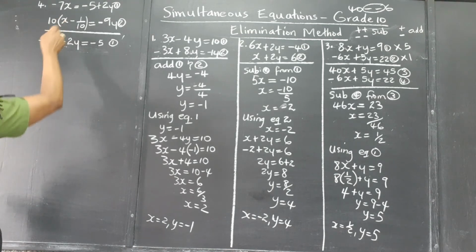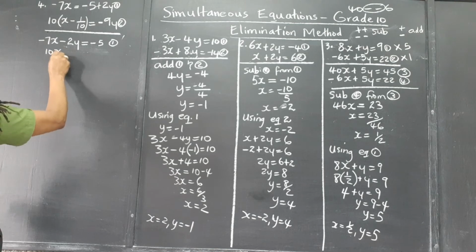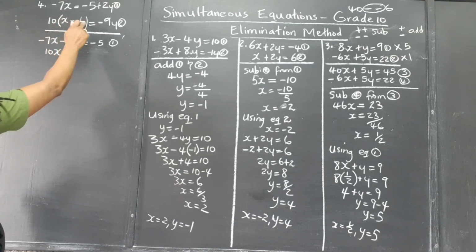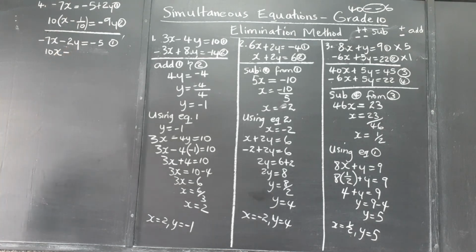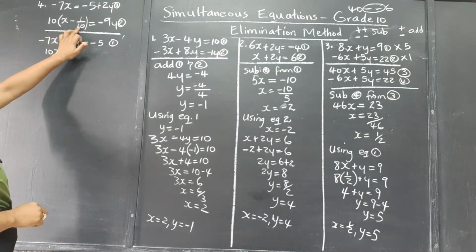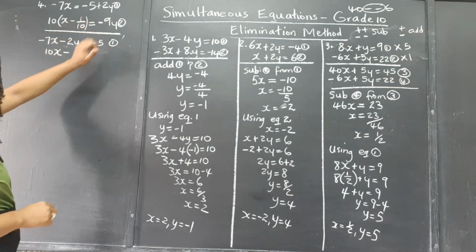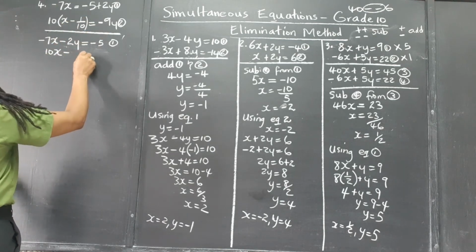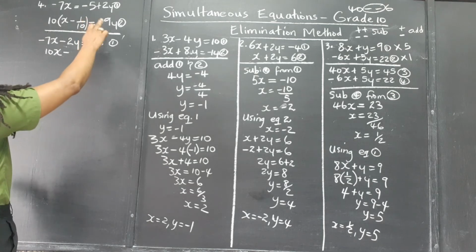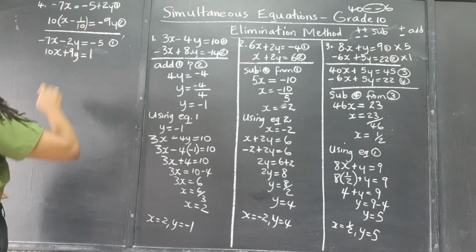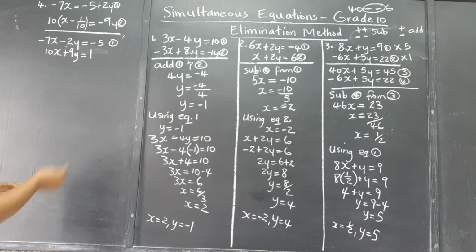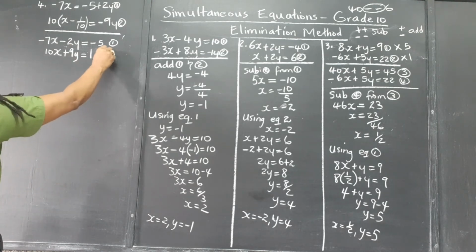So 10 times x, that's 10x. 10 times 1/10, the 10s will cancel, and we'll have negative 1. However, we don't want the negative 1 here. We want it over there. So we're going to bring it across, and it's going to be a positive 1. And the negative 9y is going to come across and become a positive 9y. And that's our equation 2, right?